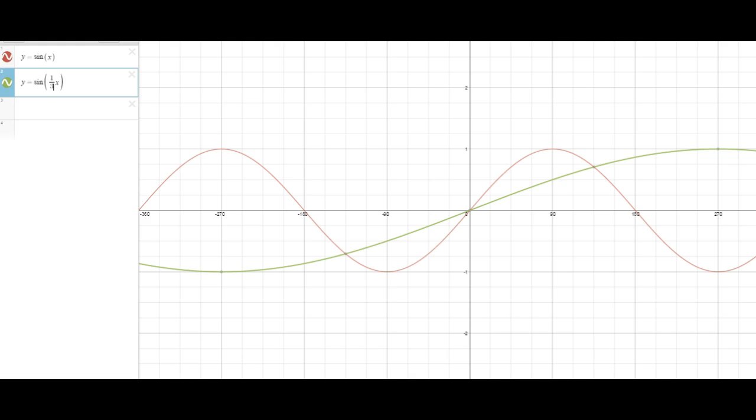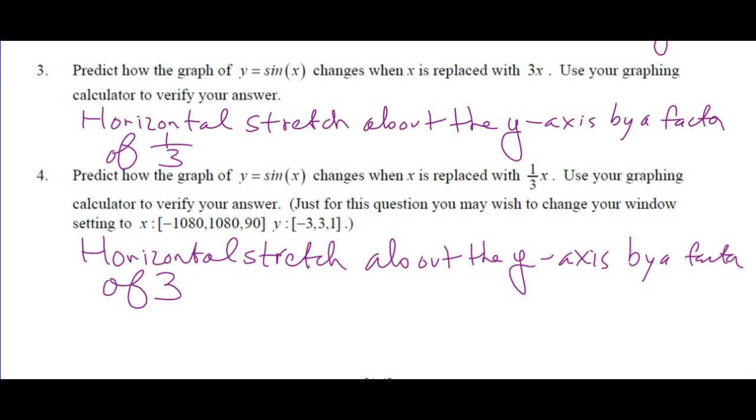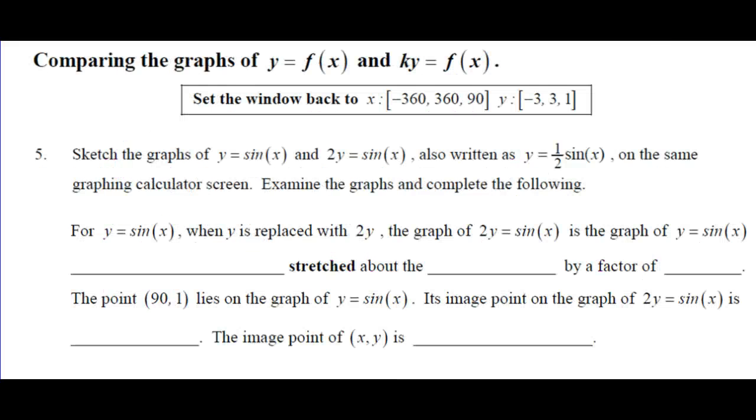And basically we can say, if it's stretched by a factor of 3, then the 90 should be at like 270, right? And it is. Why is that? Because if I throw 270 in, then I'll take 1/3 of it and get the 90, and then I'll get out the number 1. It says just for this, you may wish to set the window back. I didn't wish to because it's just for that question.